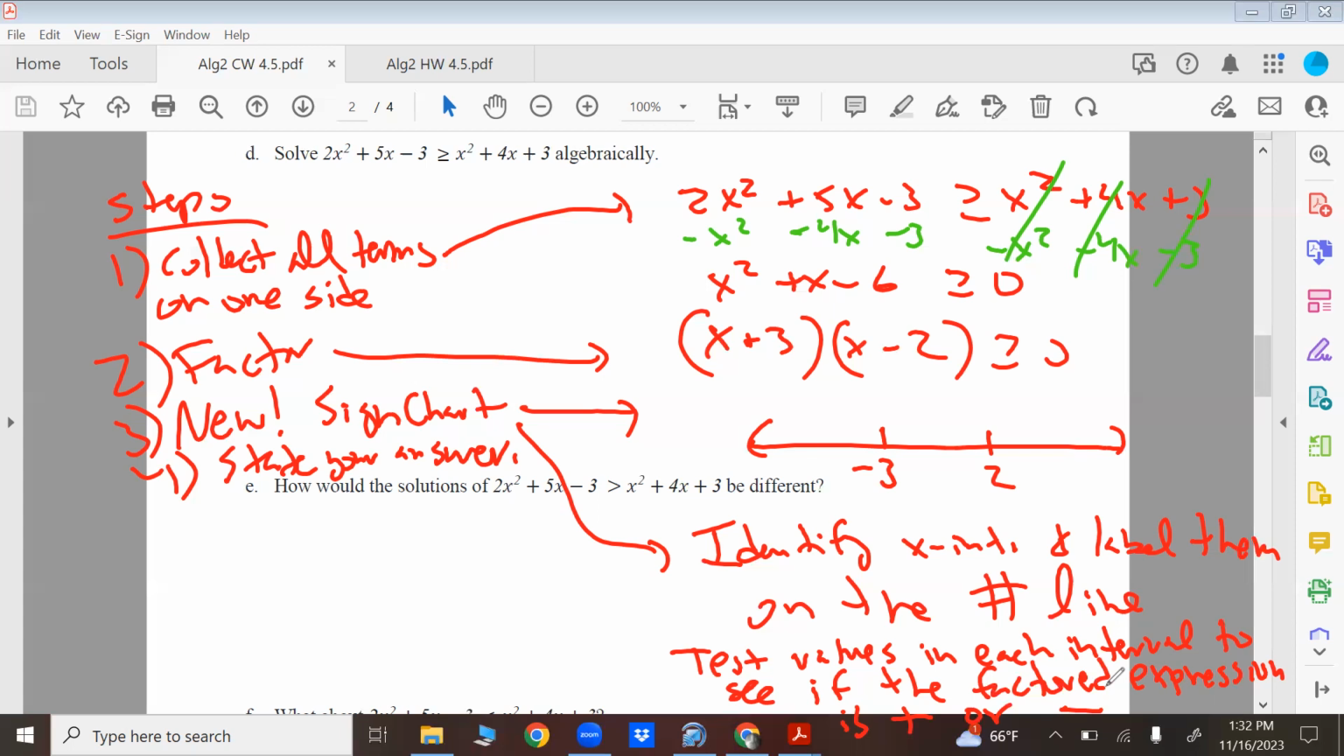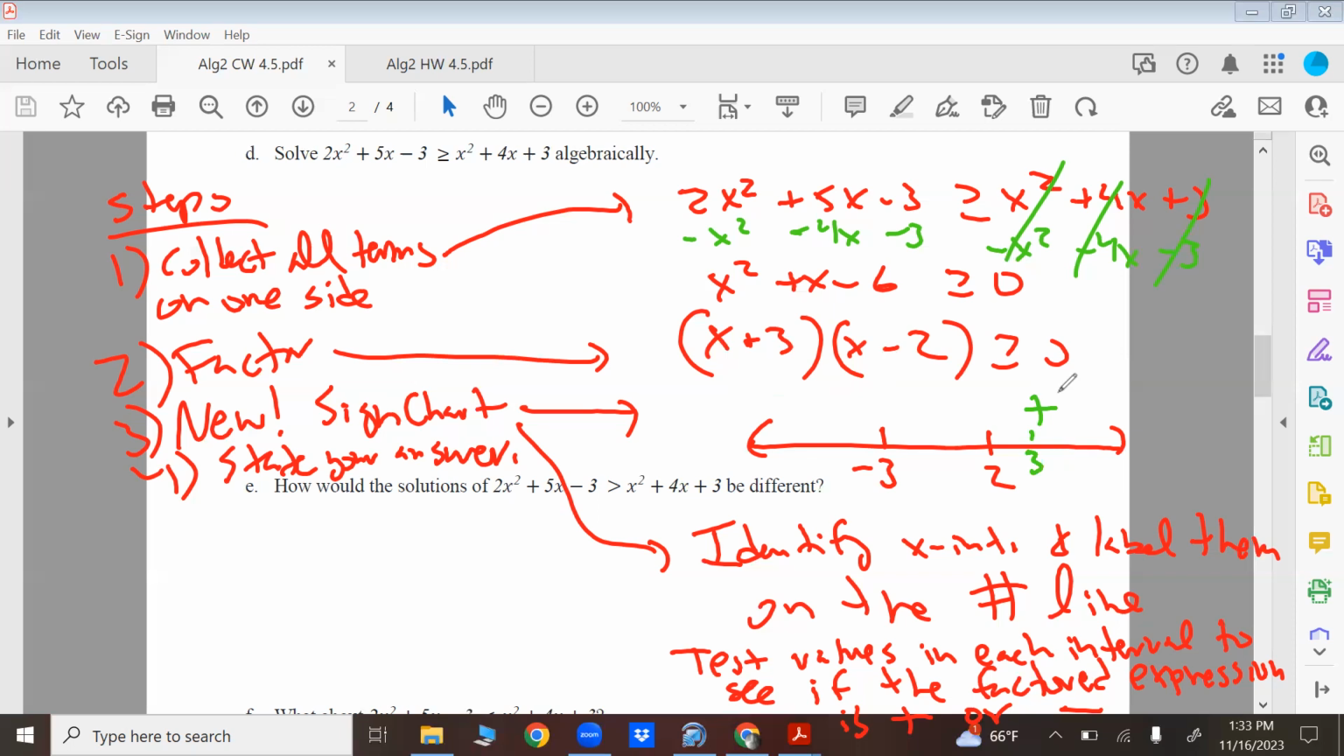So what you do is you test the values in each interval to see if the factored expression is positive or negative. Let me explain what that means. So let's focus on 2. Give me numbers bigger than 2. 3. Test 3 into the factored expression. If you plug 3 into that, what's 3 plus 3? What's 3 minus 2? What's 6 times 1? 6. So that's positive, right? Okay, let me actually undo the arrows so it's not as distracting. So I'm going to put a little plus sign there.